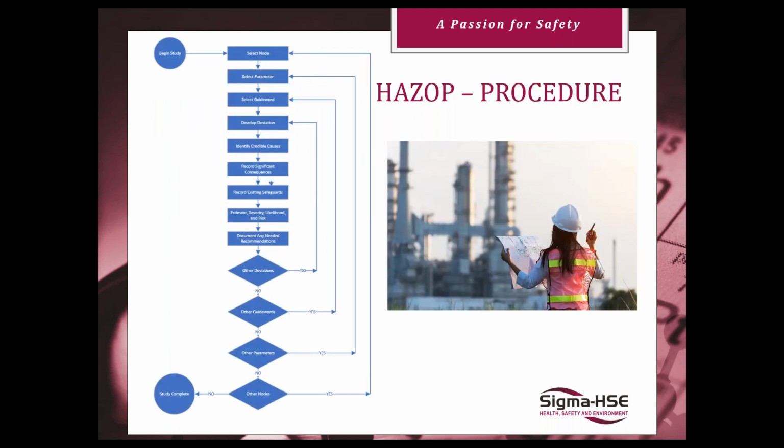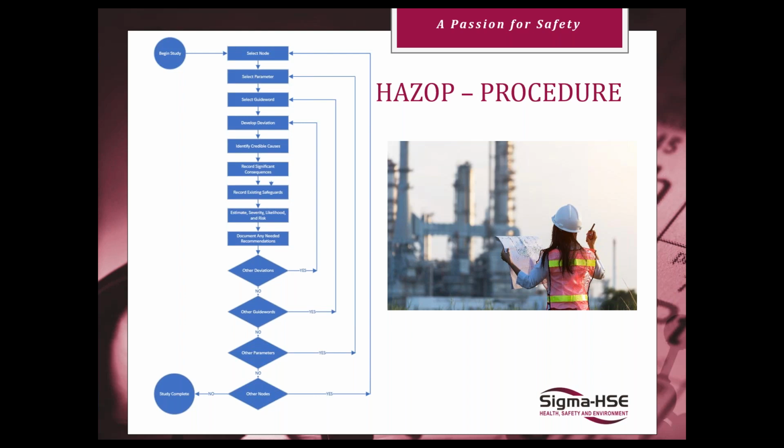Okay. All right. So the procedure is reiterative. You start with selecting a node, a parameter, which would be your pressure, temperature, level, and a guide word within that, more, less, no, reverse. Develop potential deviations within it. Can you overflow? Can you overpressure? Can you send stuff somewhere you don't want to? What potential causes of that exist? Could a valve be shut due to operator error? Could there be a failure of an instrument resulting in your automatic controls misbehaving?